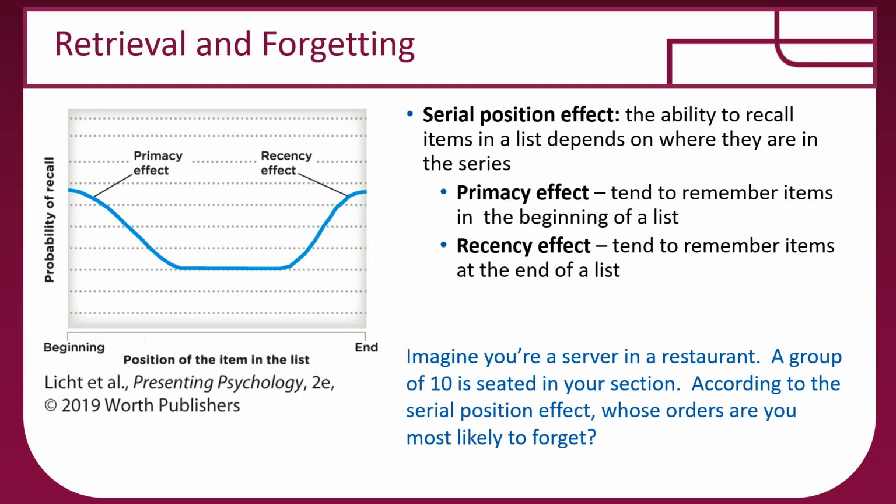All right, retrieval and forgetting. We also have learned about the serial position effect, which is when you have a list of information, how well you remember items depends on where they are in the list. We have what we call the primacy and recency effect. In the primacy effect, people tend to remember the first items, the items in the beginning of the list, and in the recency effect, people tend to remember items better at the end of a list. It's the middle of the list that often gets lost.